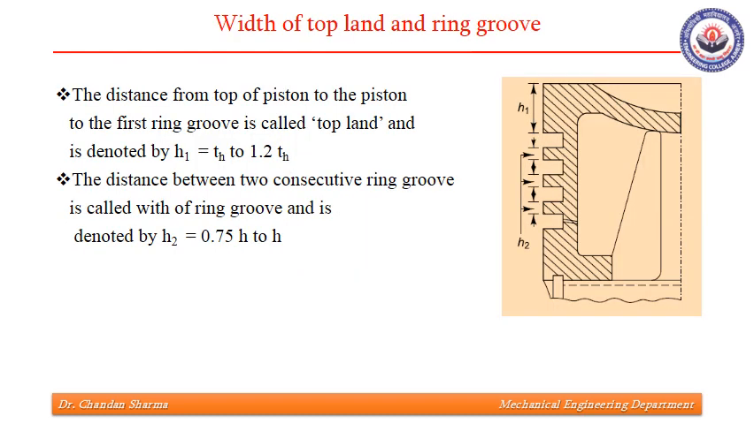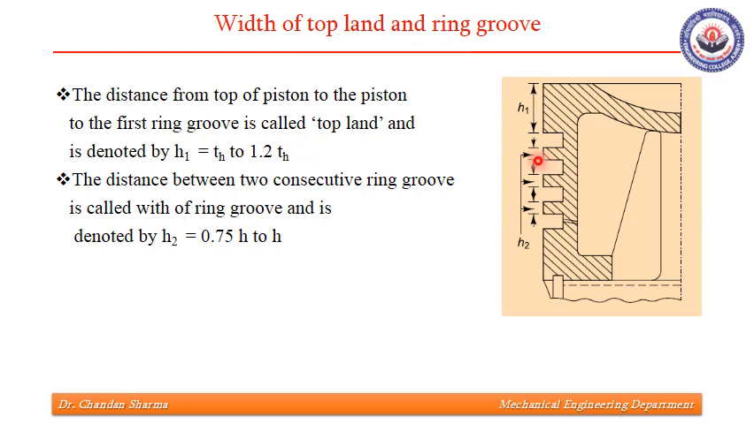After piston rings, we need to find width of top land and ring groove. This is denoted by H1. It is distance from top of piston to the first ring groove. This is H1. This is first ring groove. So distance from top of piston to the first ring groove is called H1. Its value is represented in terms of TH. That is 1 to 1.2 times TH.